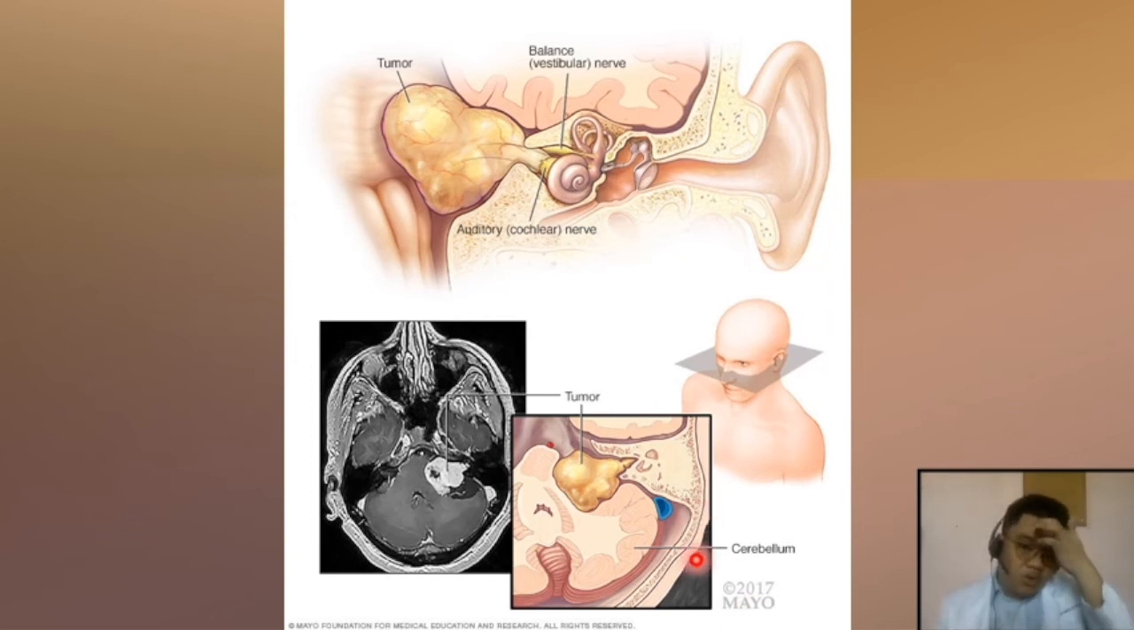Okay, so class, if you would look at this illustration here, this is actually your ear and then the tumor is growing. Okay, so here's the tumor. Okay, it's a slow-growing tumor. Best visualized using your CT scan. So this view, class, is this plane of your head. Okay, it's a cross-sectional cut of your head.